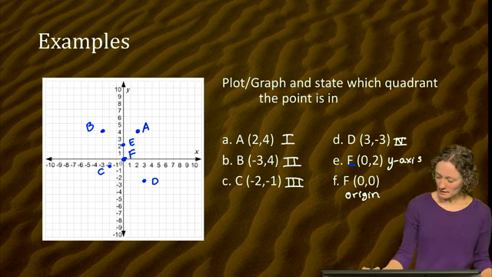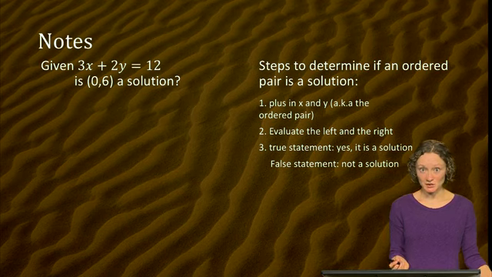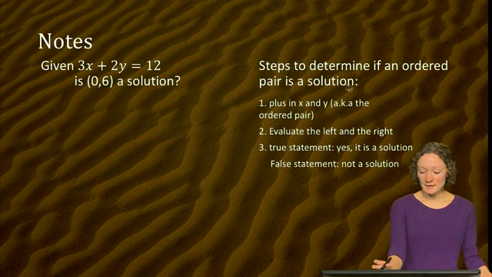Okay, so our next problem is seeing if an ordered pair is a solution, so the second objective. So this is what the problem would look like. A linear equation looks just like this, 3x plus 2y equals 12. It has an x and a y, both to the first power. We'll get to that definition though. And so here are the steps to determining if an ordered pair is a solution to this equation.